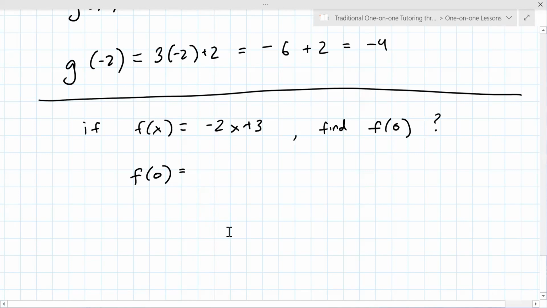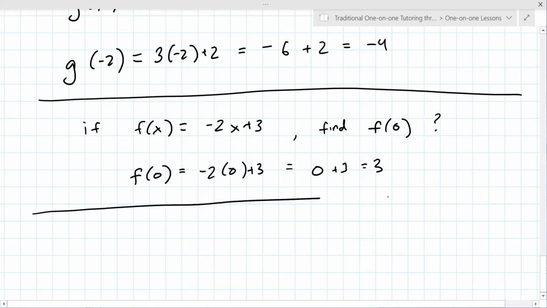Do you have an answer for me on this? Three. You are correct. It is 3. It's -2 times 0 plus 3, which is 0 plus 3, which equals 3. Very good. Okay. All right.